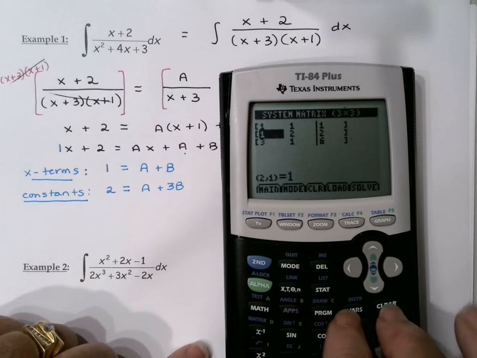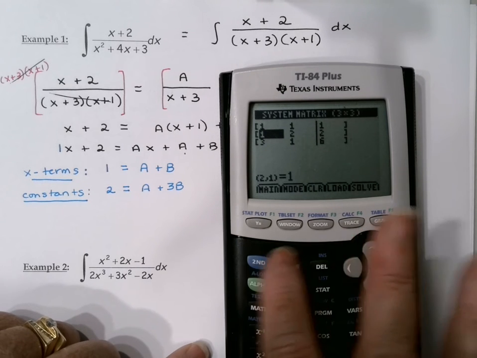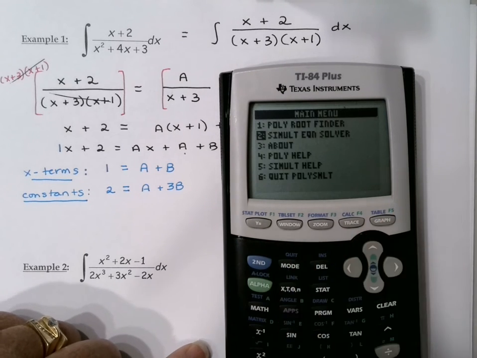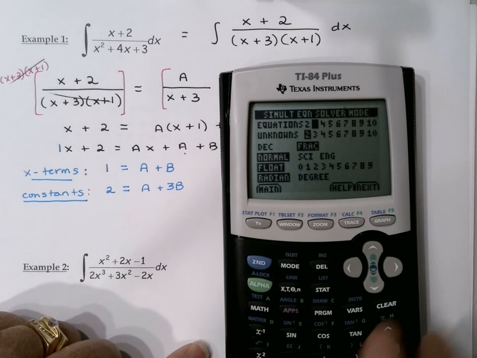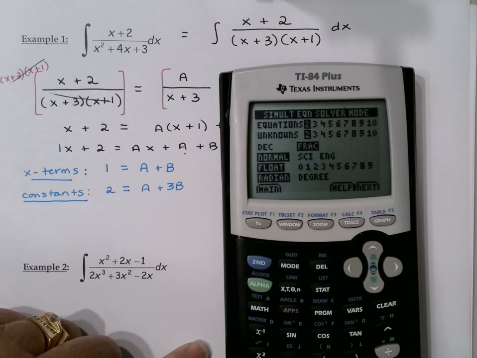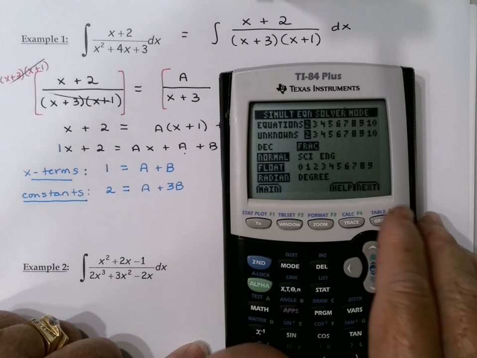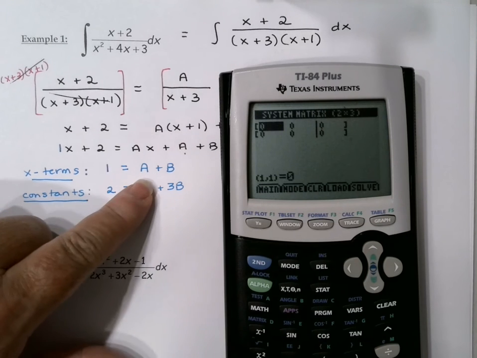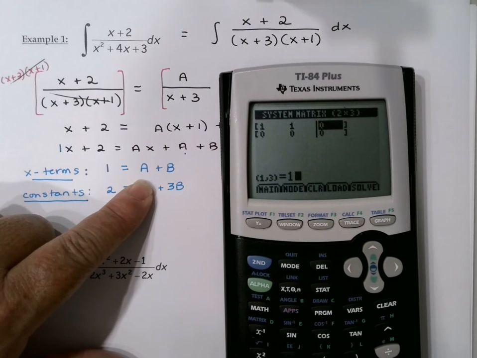And whoops, something's not right there. Let me go back one more time. Oh, whoops, I read it wrong. I thought I only had 2 equations. I have 3. There we go, 2 equations and 2 unknowns. That looks better. All right, 1a, 1b equals 1.